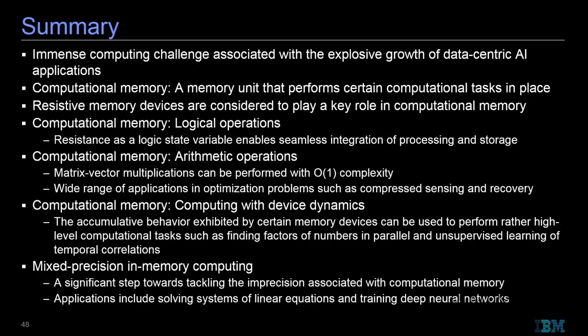And clearly, I think mixed precision in-memory computing is a significant step towards tackling this key problem of imprecision that arises in computational memory. And there, I think there are a wide range of applications. I just touched upon two very important ones. One of them is solving systems of linear equations. The other one being training deep neural networks.